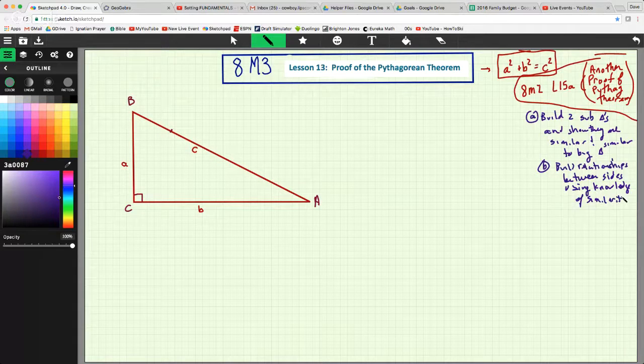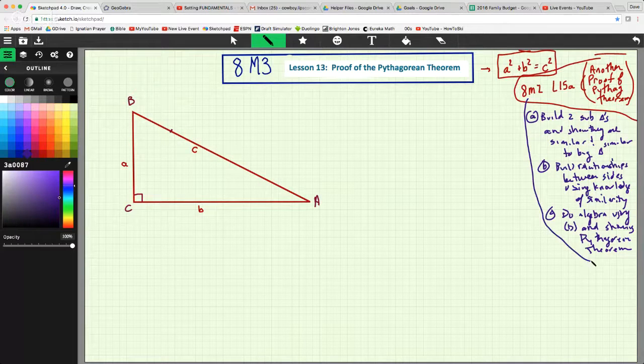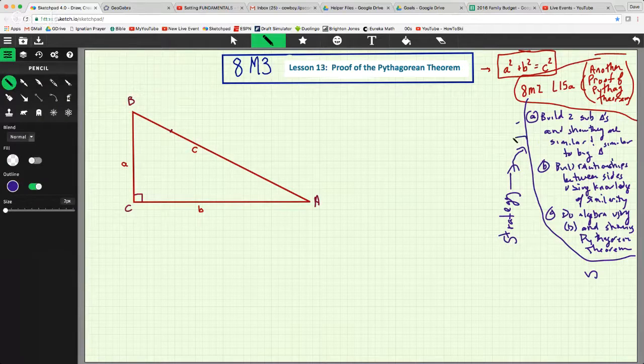Don't worry about writing this down. I'm just breaking it down for you. And then step C, we're going to do some algebra using what we did in B, and show the Pythagorean theorem. Okay, so that's what we're going to do. This is our strategy.